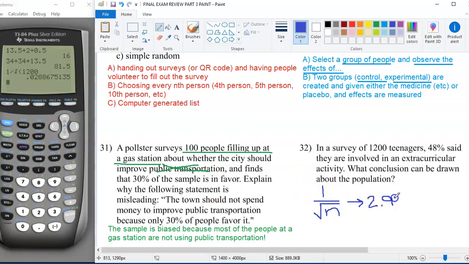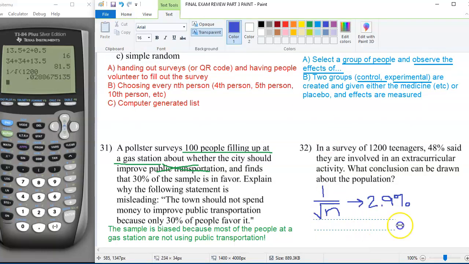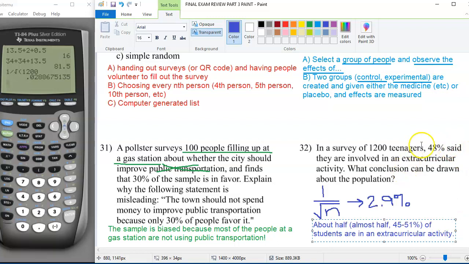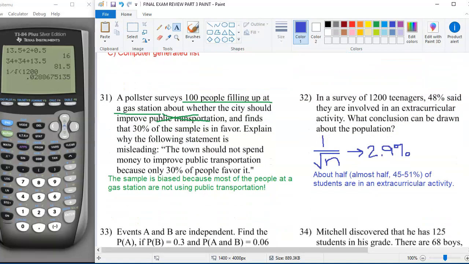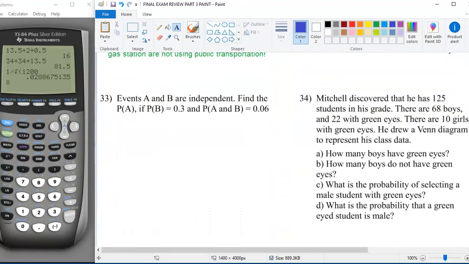The truth is, I don't think they wanted any of that information. It's kind of good to show here as we do the final exam review, but really all they wanted to say was that about half, or almost half, or 45 to 51% if you include the margin of error, of students are in an extracurricular activity. All right, there you go. Yeah, I was expecting there to be a lot more to that question, and there was not.